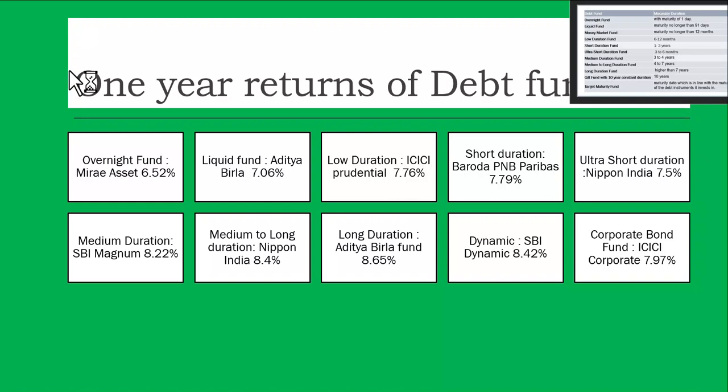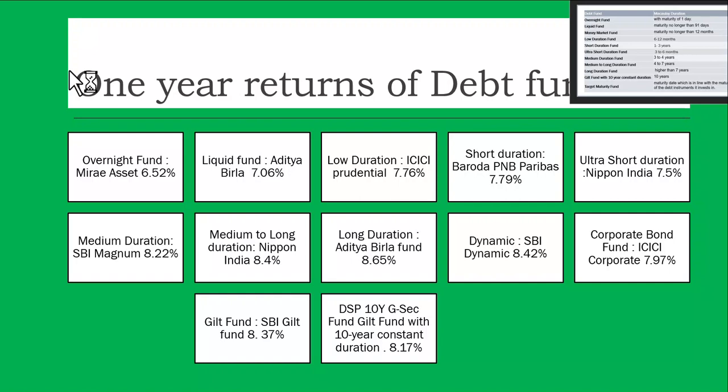Corporate bond funds: here the money is invested only in companies, which is giving you 7.97%. Gilt fund: this is all in G-Secs, government bonds, 10-year G-Secs. Then credit risk funds: this is giving you the highest, 9.12%.